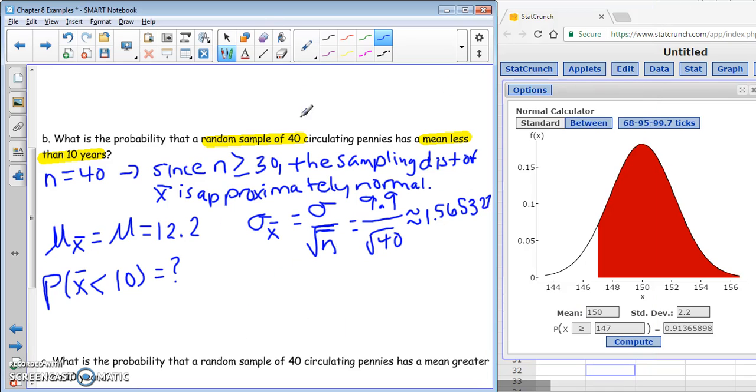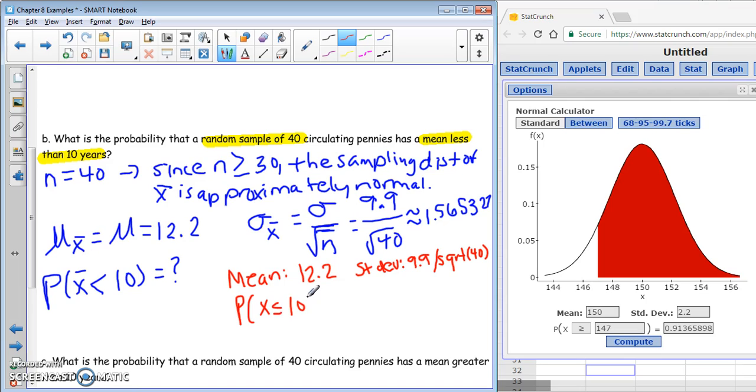So what are we going to do in StatCrunch here? We're going to use this. Our mean is going to be 12.2. And for our standard deviation, we're going to type in 9.9 divided by, this is really cool, you can actually type in square root, so we're going to use SQRT parenthesis 40, and that way we're not rounding our standard deviation. And then we're looking at the probability that x is less than or equal to 10.